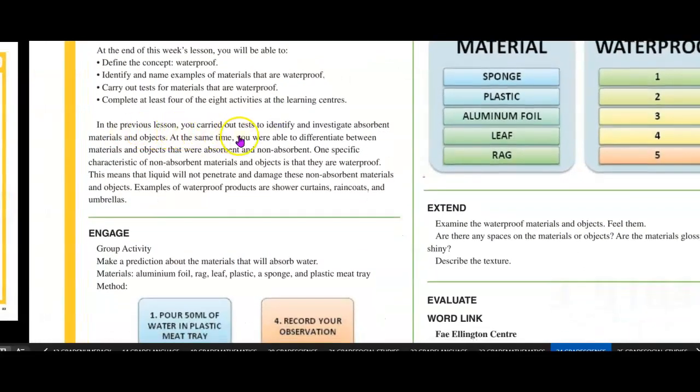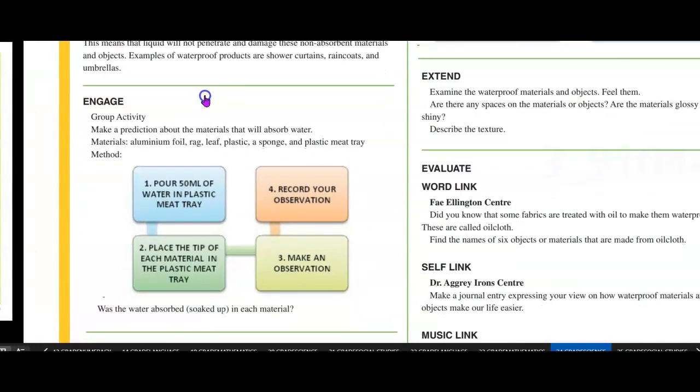In the previous lesson, you carried out fair tests to identify and investigate absorbent materials and objects. At the same time, you were able to differentiate between materials and objects that were absorbent and non-absorbent. One specific characteristic of non-absorbent materials and objects is that they are waterproof. This means that liquids will not penetrate and damage these non-absorbent materials and objects. Examples of waterproof products are shower curtains, raincoats, and umbrellas.